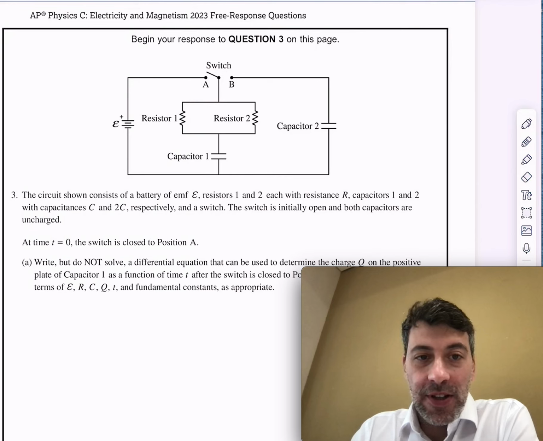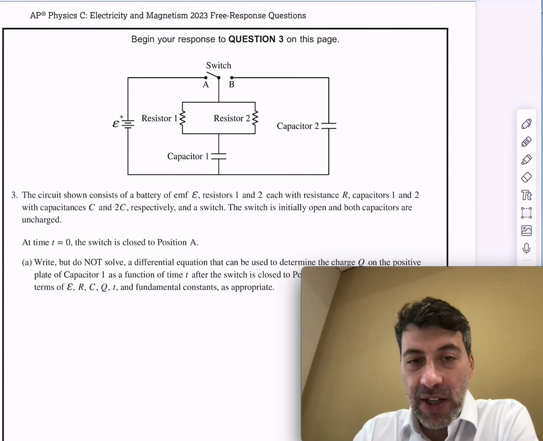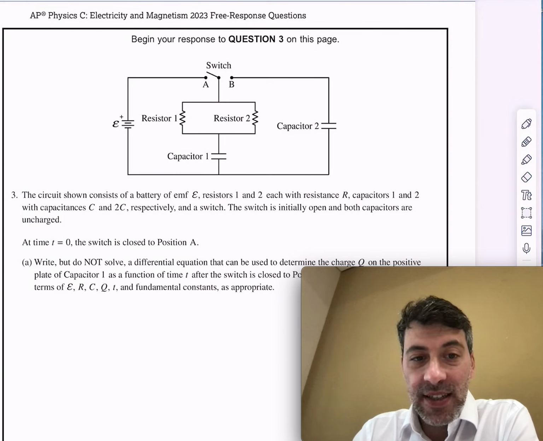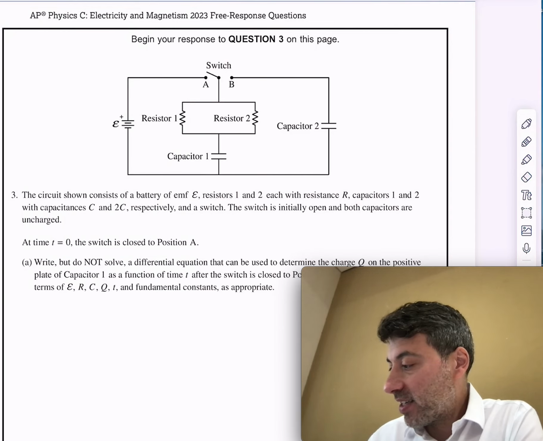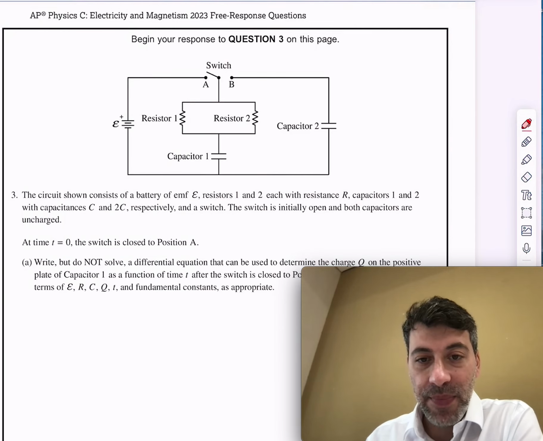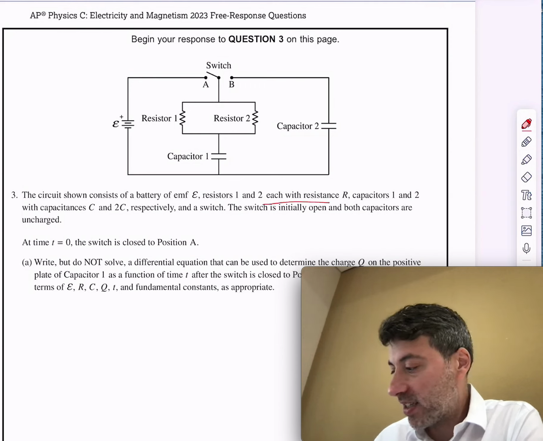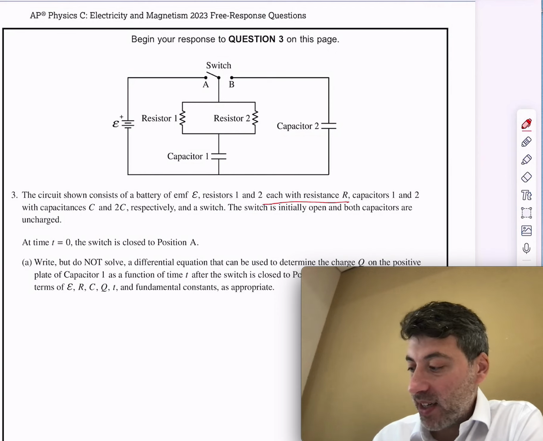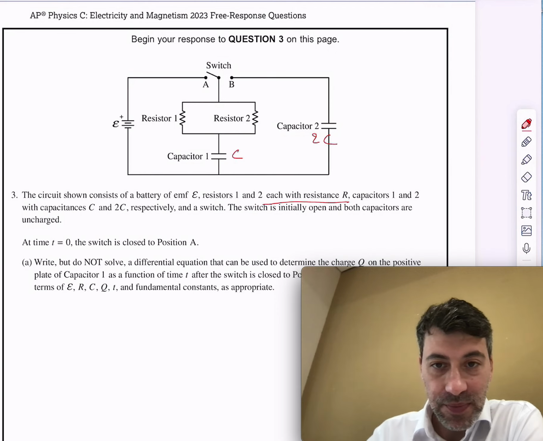What we see on the diagram is a battery, a switch, two resistors connected in parallel, a capacitor, and one more capacitor on the right side. We're told that the two resistors each have resistance R, and the capacitors have capacitance C and 2C respectively.